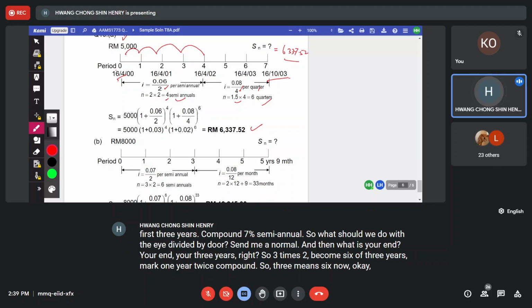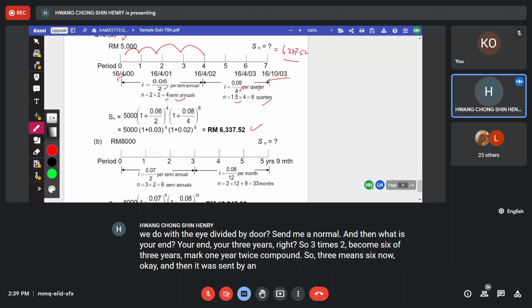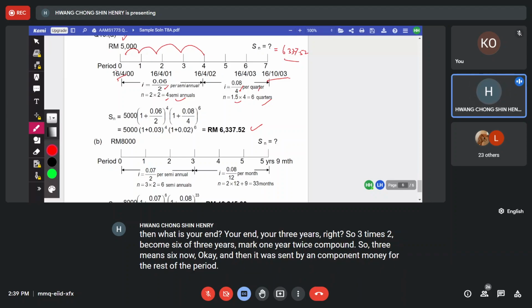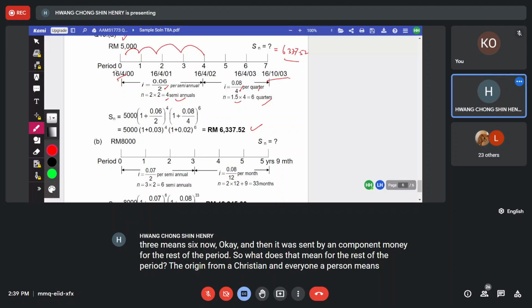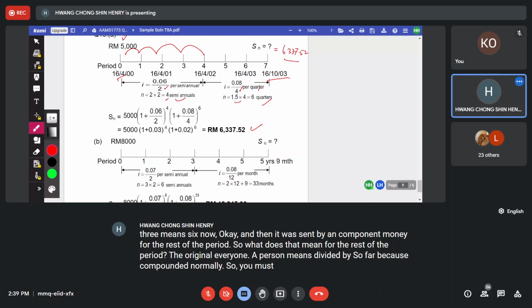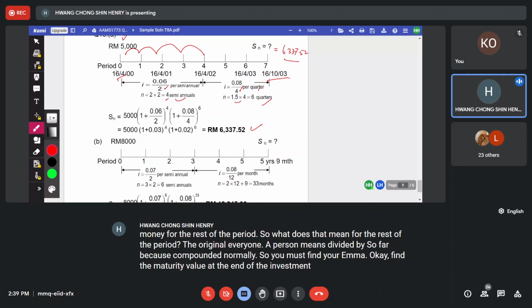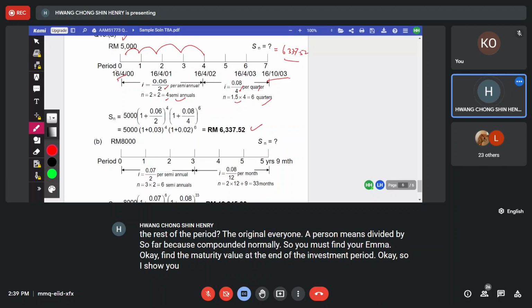Okay, and then 8% per annum compounded monthly for the rest of the period. So what does that mean for the rest of the period? You read from your question, everyone. 8% means divide by 12 because compounded monthly. So you must find your N. Okay, find the maturity value at the end of the investment period. Okay, so I show you my picture here.